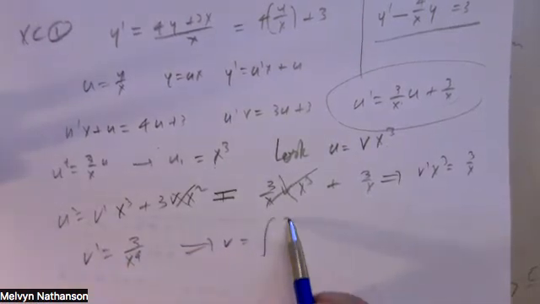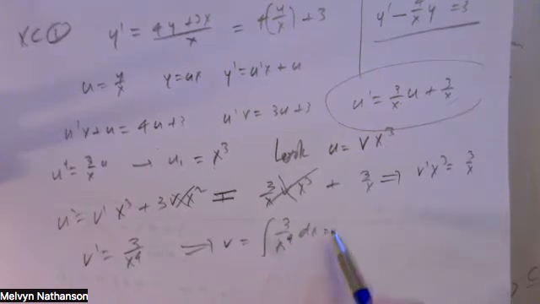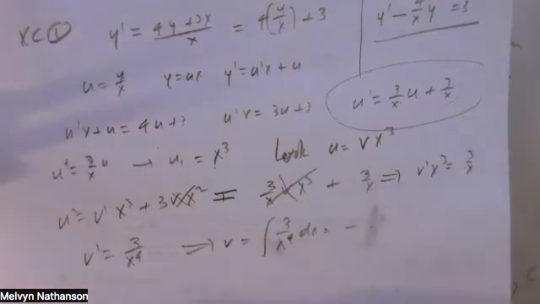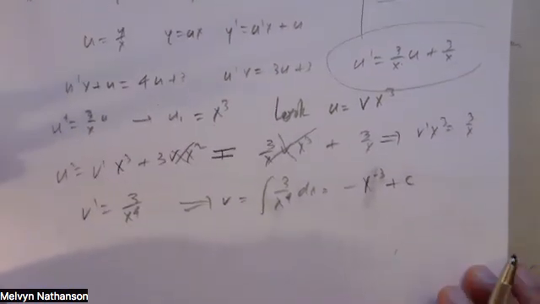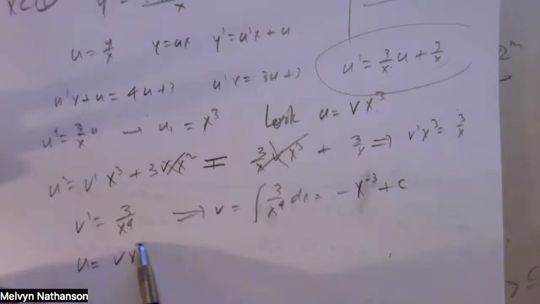So v is the integral of 3 over x to the 4th, which is minus 3/4, which is minus 1, x to the minus 3 plus a constant. So u is vx cubed. If you multiply this by x cubed, you get minus 1 plus cx cubed. And y is u times x is minus x plus c x to the 4th.